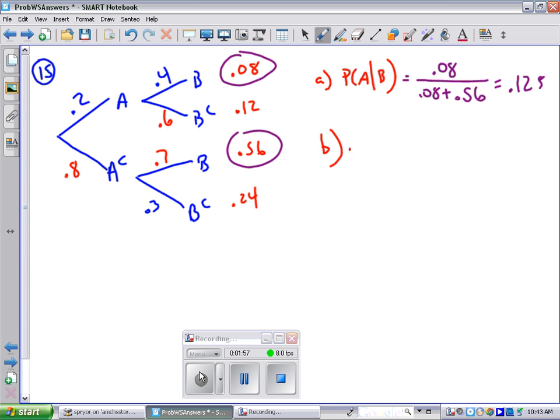Part B says, what's the probability A given that not B? So if I've not B'd, I'm one of these two numbers I haven't circled. So that's what goes on the bottom, or in the denominator. Which of those A'd, the 0.12 at the top? And that works out to be 1/3.